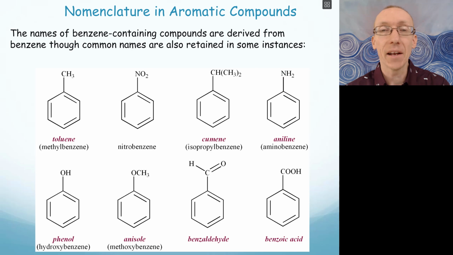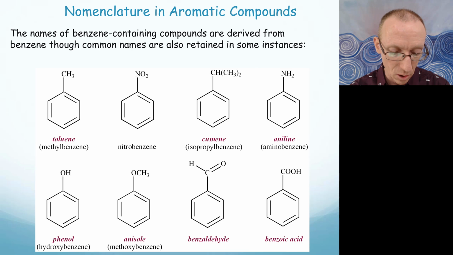However, many aromatic compounds, particularly substituted benzenes, have been known for many, many decades and often over a century. And so they have common names that have really stuck. And so methylbenzene is toluene, and you'll never hear that molecule being called methylbenzene by an organic chemist. It's always going to be known by the common name toluene.